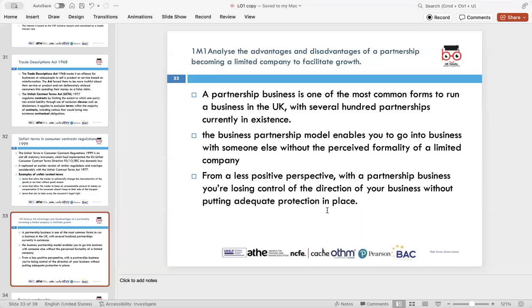According to a less optimistic perspective, when you have a partnership business, you are losing control of the path that your organization is going in without putting proper protection structures in place.